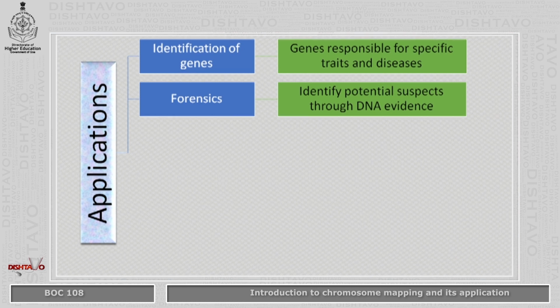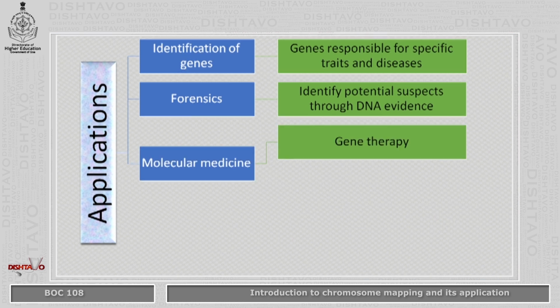Forensics. Chromosome maps help in identifying potential suspects through DNA evidence collected from the crime scene. On the other hand, DNA evidence also helps to absolve those who are innocent.